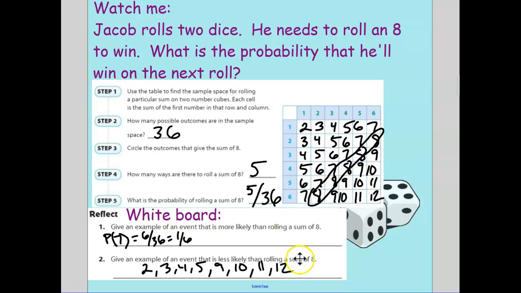For events that are less likely, well, we know it's not 7 because that's more likely. 6 is a tie. There's 5 ways of getting 6. And so pretty much everything else. So there's 4 ways of getting a 5, 3 ways of getting a 4, 2 ways of getting a 3, and only 1 way of getting a 2. And then we have these guys over here. So if you said 2, 3, 4, 5, 9, 10, 11, or 12, you are correct. You did not need to have all of them, by the way.